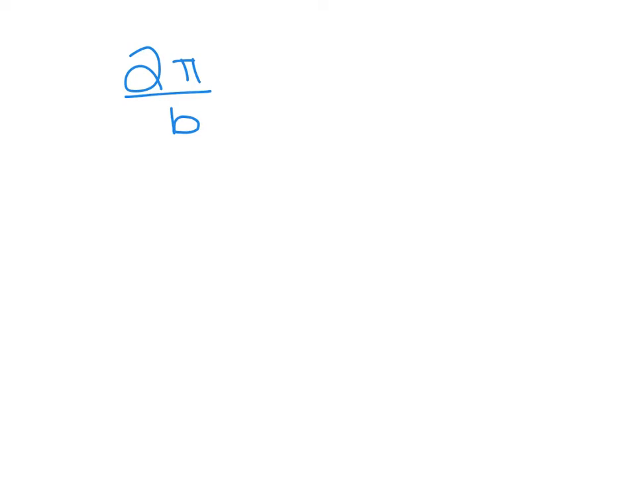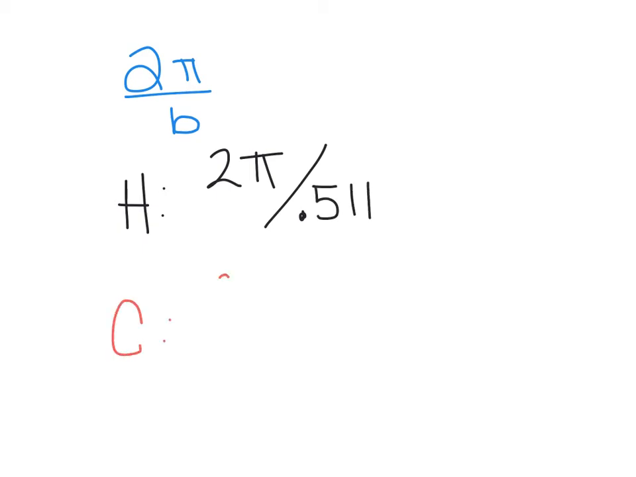So my hypothesis is that the period should be about 12 months, because a year is 12 months long and every year is when the temperature starts repeating itself. So let's find out. If I do Honolulu, I'm going to do 2 pi divided by my B value, which was 0.511. And if I do Chicago, I'm going to do 2 pi divided by 0.474. I'm going to use my calculator and find out what these two values are.